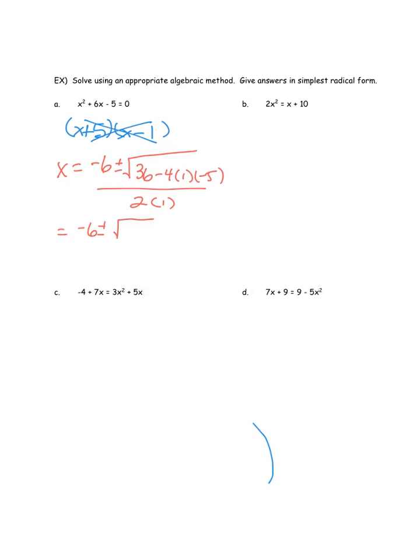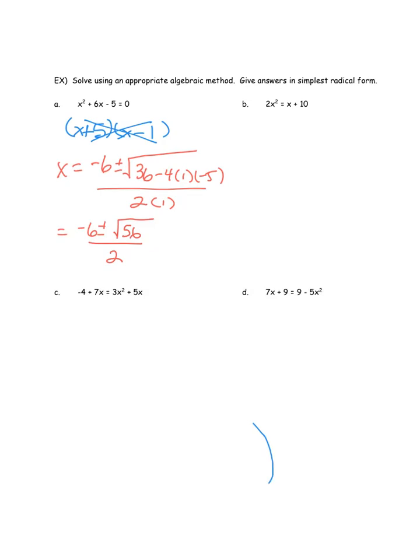Did you already do that? Oh, I knew you did. You're so fast. 56 is what you get. And then that's going to be over 2. Now I'm going to go through my list of perfect squares and see if I can find anything that divides into a 56. Now certainly 1 does, but that's not going to help me at all.